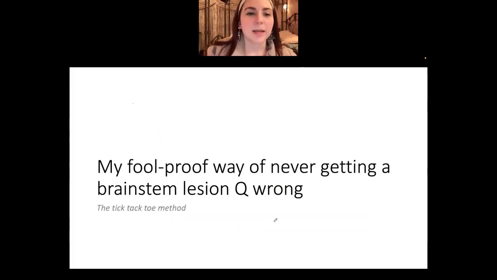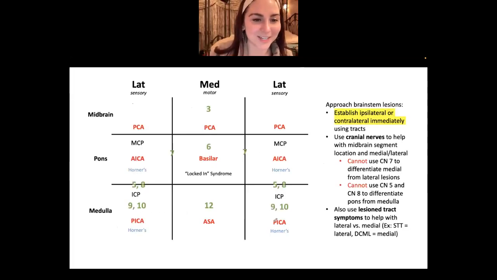Okay? So here's the moment that we've been waiting for. The foolproof way of never getting a brainstem lesion question wrong. And I swear, the second years now, I'm telling you, they're like, I love this method. I'm like, you're welcome, guys. It's fun. Once you get this down, you're going to love doing brainstem lesions.